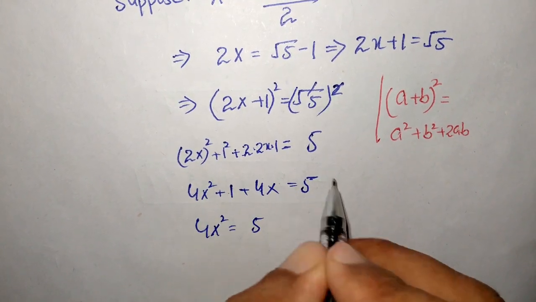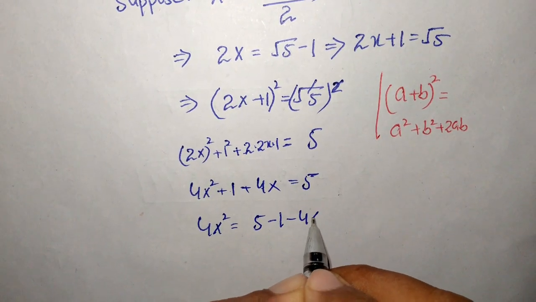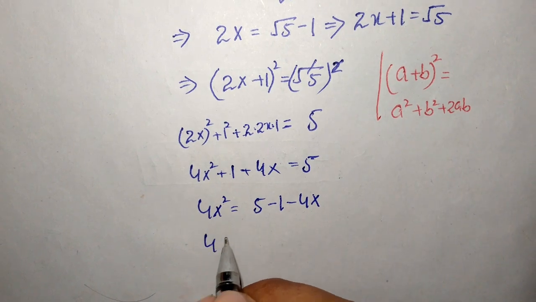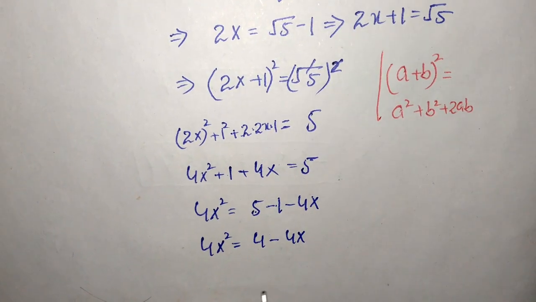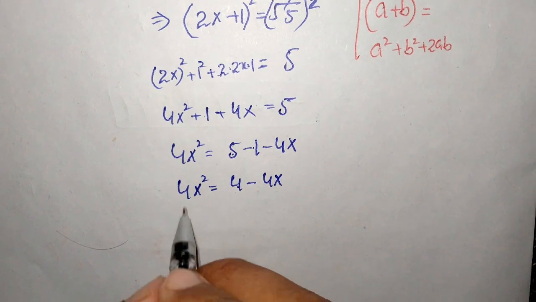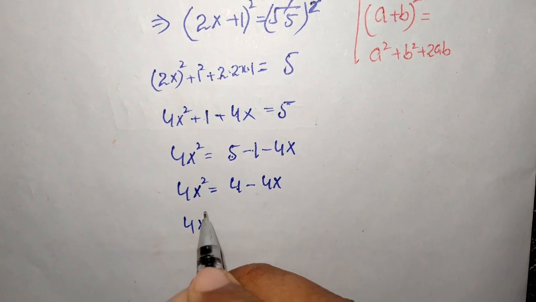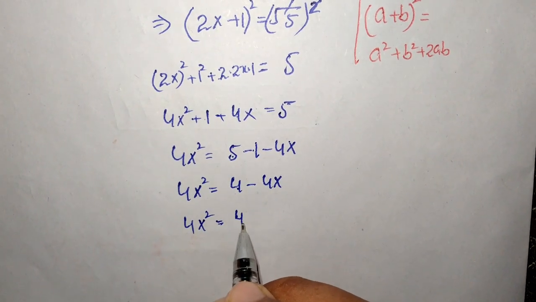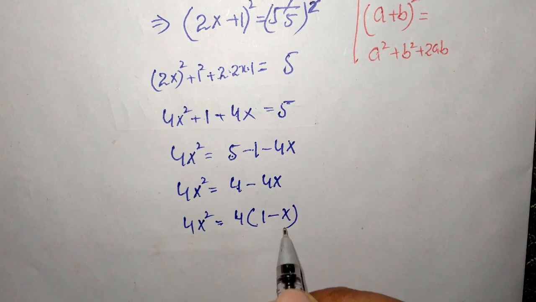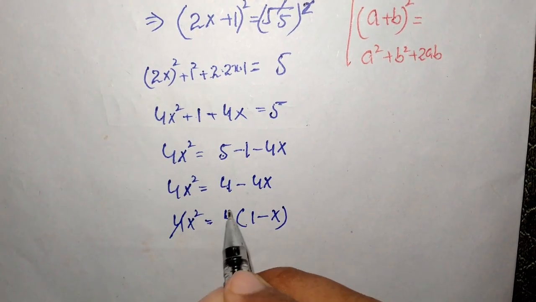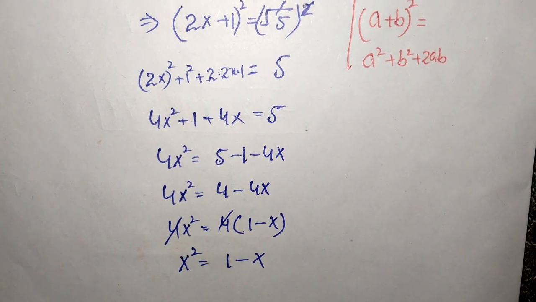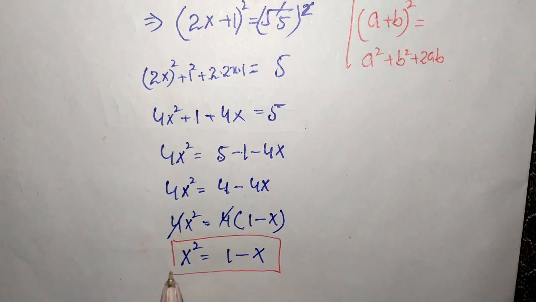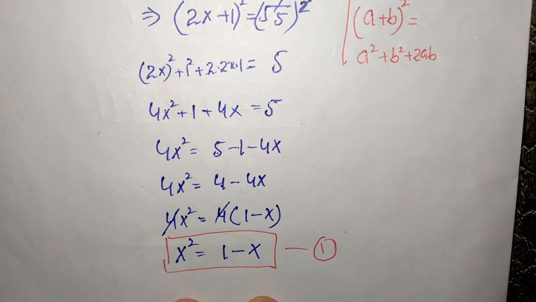The 4x and 1 come to the right side, so it will become minus 1 minus 4x. 4x square is equal to 5 minus 1, which is 4, minus 4x. Now we have to take 4 common on this side, so 4x square is equal to 4 taking common, 1 minus x left here. So this 4 cancels with this 4, so x square is equal to 1 minus x. This is the value of x square. X square is equal to 1 minus x.